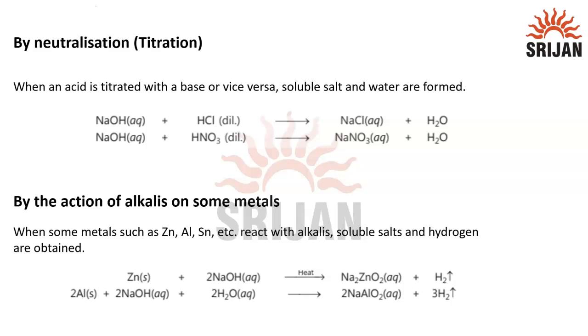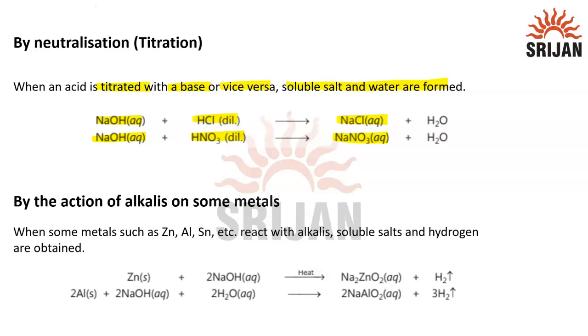Then by neutralization, which is also said to be titration. When an acid is titrated or reacted with a base, or vice versa, soluble salt and water are formed. For example, NaOH on reacting with HCl produces NaCl, which is a soluble salt. Then NaOH on reacting with HNO3 produces NaNO3, which is again water soluble.